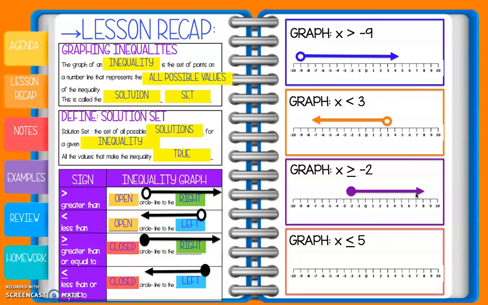Okay, so let's graph x is less than or equal to 5. We're going to go to 5 on the number line. We know it's a less than or equal to, so we're going to have a closed circle, and we're going to have an arrow to the left because it could be 5 or anything less.